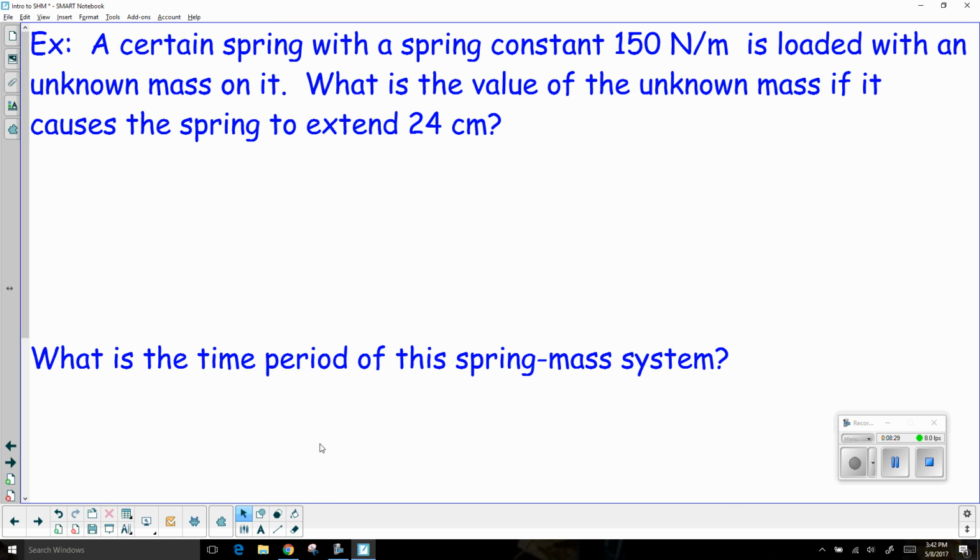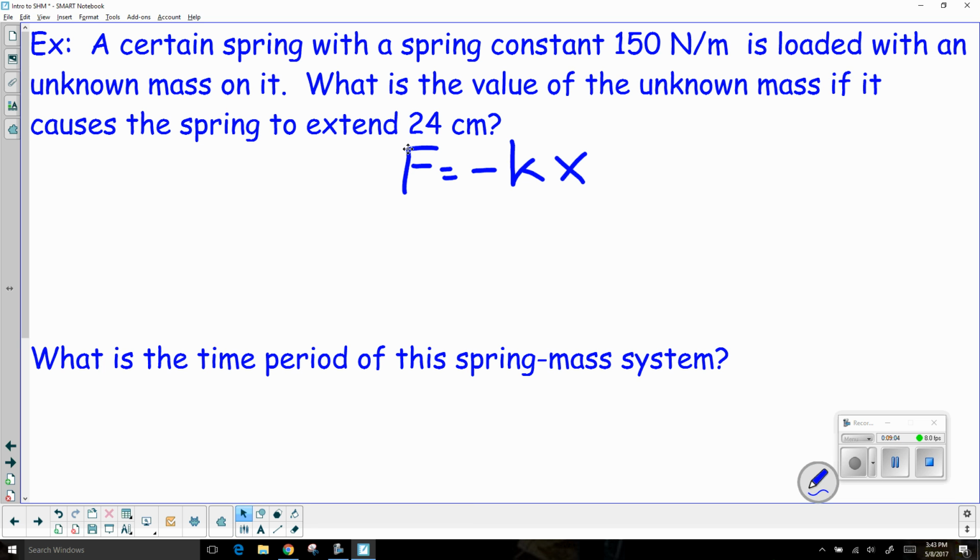So the example question up here says a certain spring with a spring constant of 150 newtons per meter is loaded with an unknown mass on it. What is the value of the unknown mass if it causes the spring to extend 24 centimeters? So we want to know the mass of this particular spring. So here's Hooke's law. You're going to see here why we have a negative value in front of that spring constant.